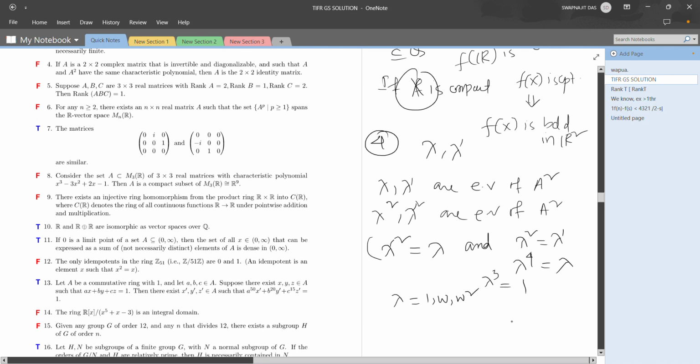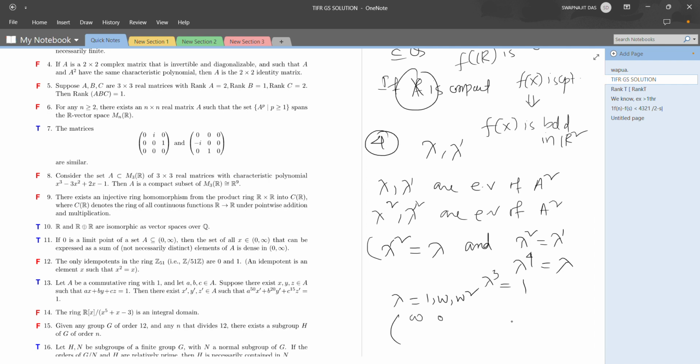That means lambda is 1, omega, or omega². So let's take lambda to be omega and lambda prime to be omega². This is a complex matrix. A and A² both have the same characteristic polynomial. They are clearly diagonalizable, but A is not the identity matrix. Right?